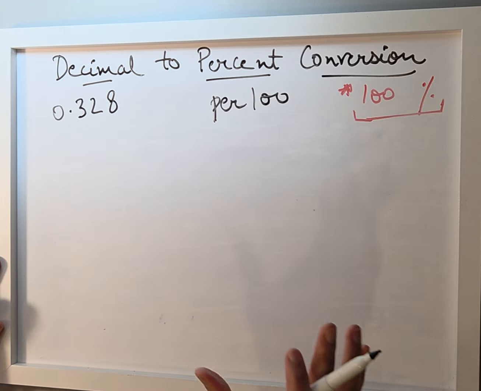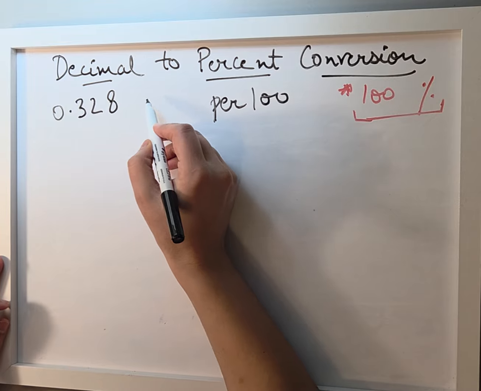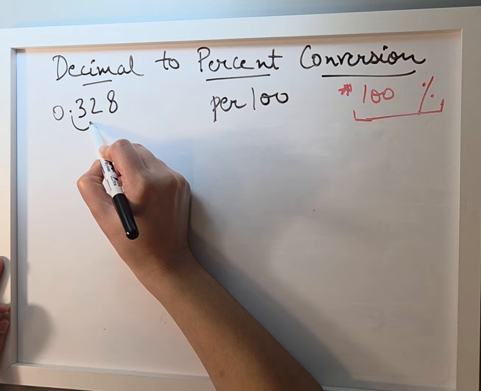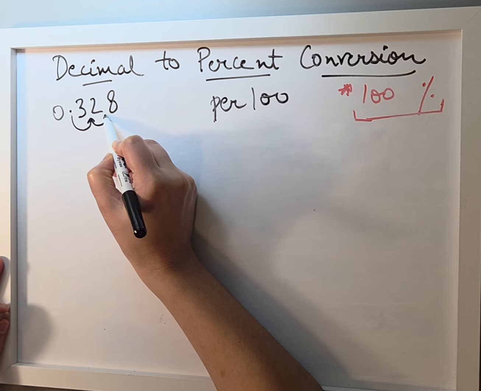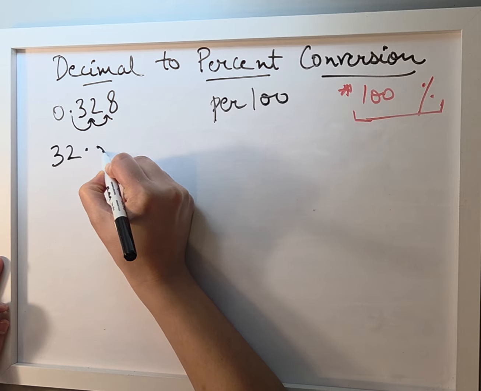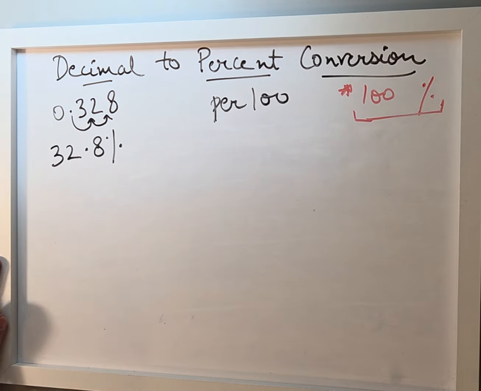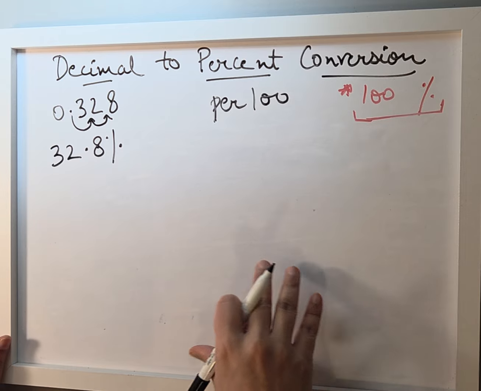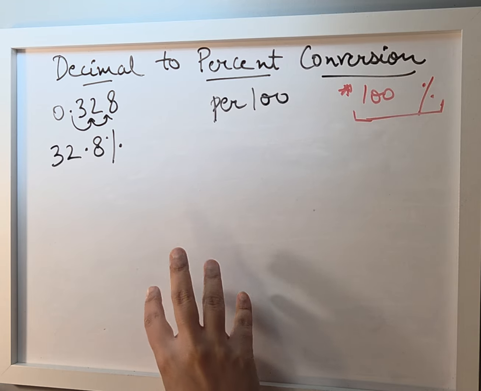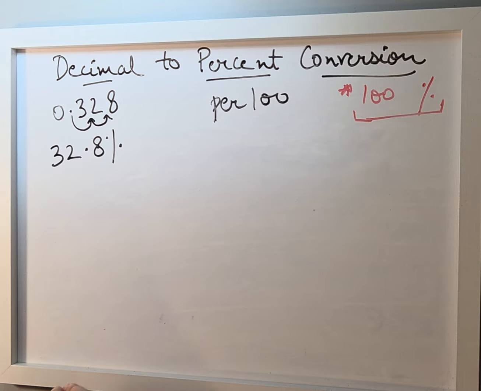So when we multiply this by 100, what does it mean? We move the decimal two places. So this becomes 32.8%. Okay, pretty simple. So if you want to check out why we are moving the decimal to the right after we multiply it by 100, please check out the other video that we've done, multiplying and dividing decimals by different powers of 10.